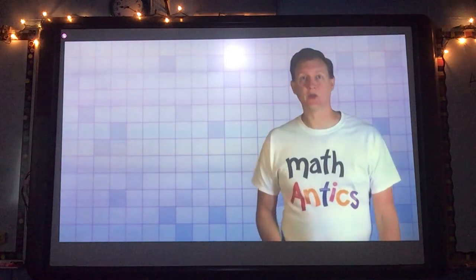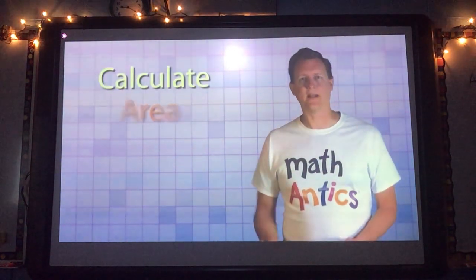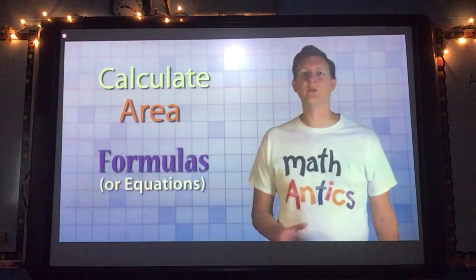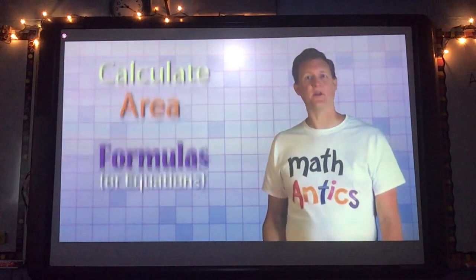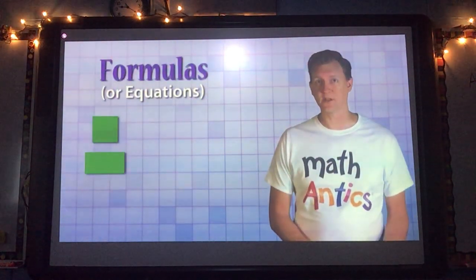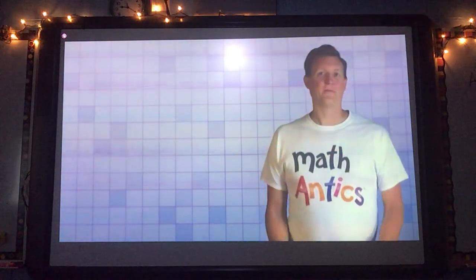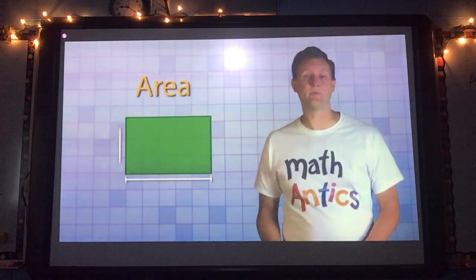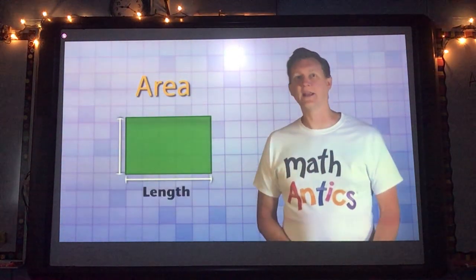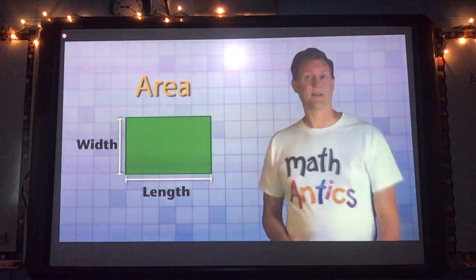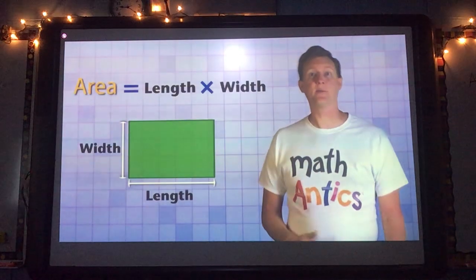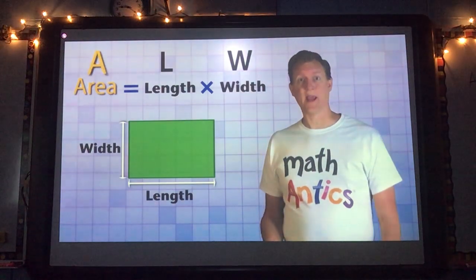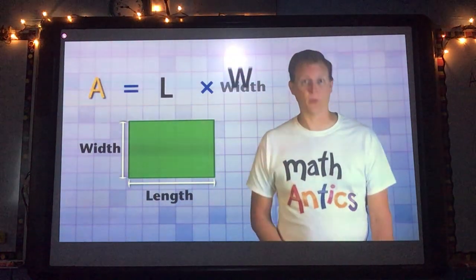All right, so that gives you a good idea of what area is, but how do we calculate area mathematically? Well, there's some special math formulas or equations that we can use to find the area of different shapes. In this video, we're going to learn the formula for squares and rectangles and the formula for triangles. To find the area of any square or rectangle, all we have to do is multiply its two side dimensions together. They're usually called the length and the width. So the formula looks like this. Area equals length times width. But it's often written with just the first letters of each word as abbreviations. A for area, L for length, and W for width.